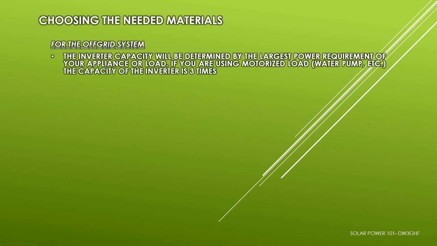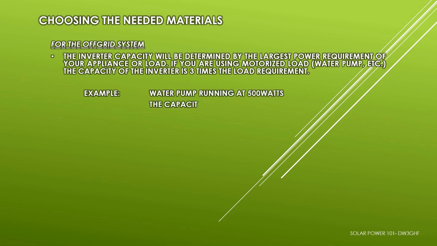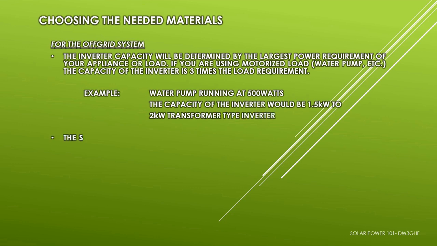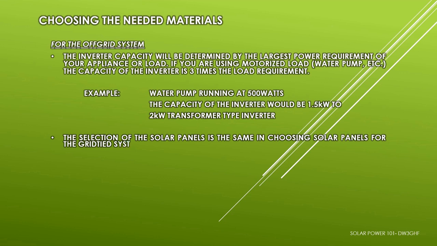Choosing the needed materials. For the off-grid system, the inverter capacity will be determined by the largest power requirement of your appliance or load. If you are using motorized load, water pump, etc., the capacity of the inverter is 3 times the load requirement. Example, water pump running at 500 watts. The capacity of the inverter would be 1.5 kilowatts to 2 kilowatts transformer type inverter.